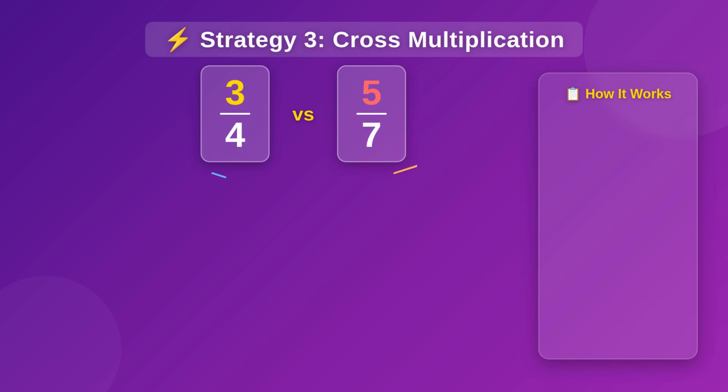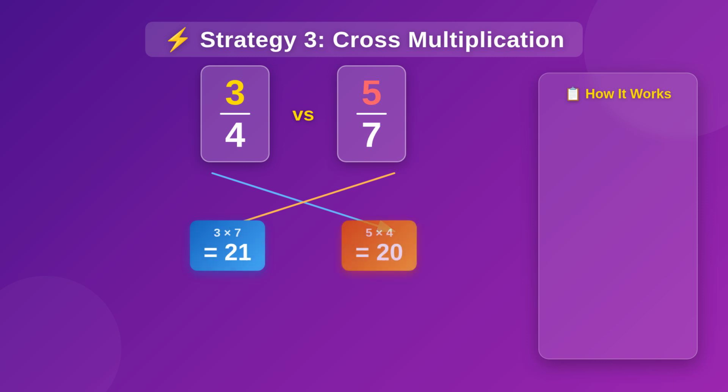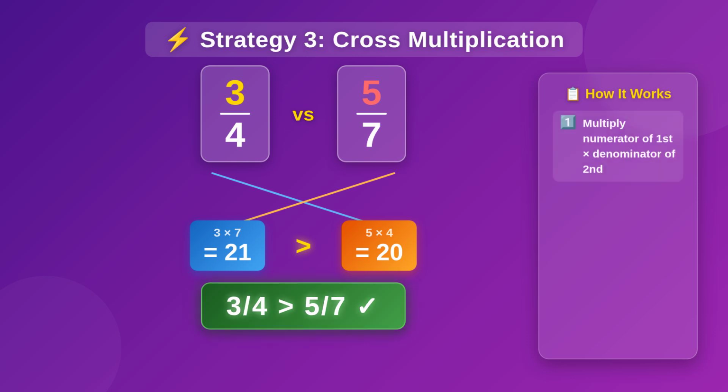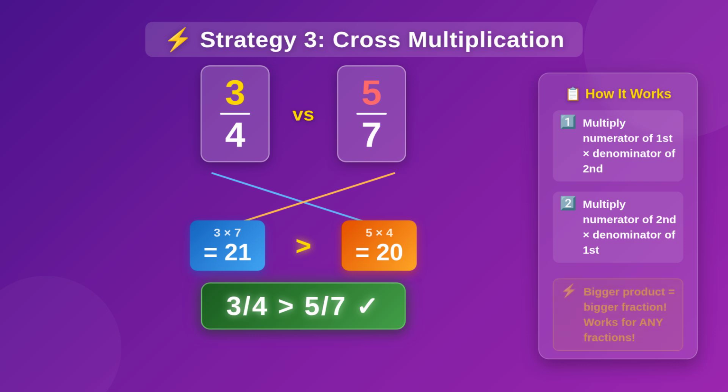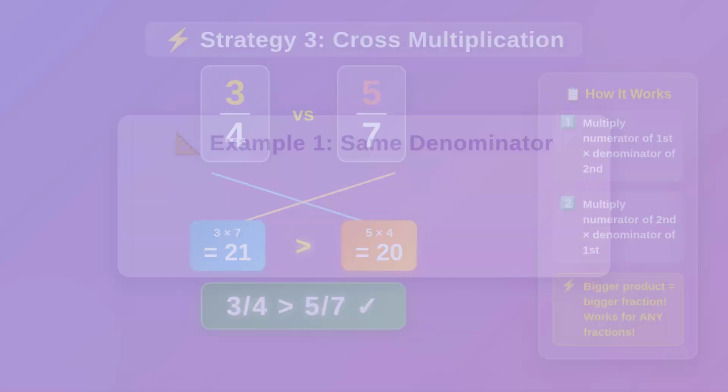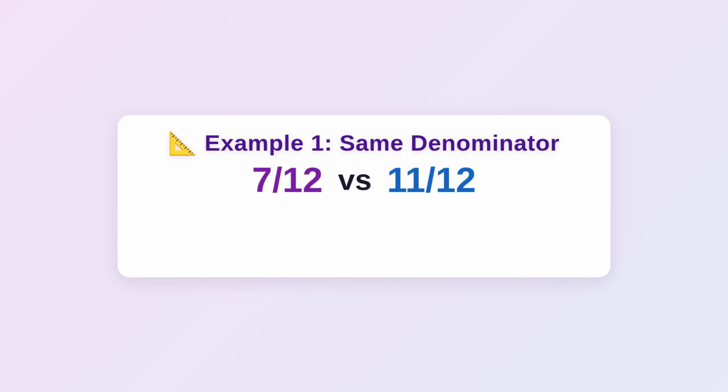Strategy 3 is the power tool, cross-multiplication. This works for any 2 fractions, no matter what. Here's how. Multiply the numerator of the first fraction by the denominator of the second fraction. Then multiply the numerator of the second fraction by the denominator of the first. Compare those 2 products. The side with the bigger product is the bigger fraction. 3/4 versus 5/7. 3 times 7 is 21. 5 times 4 is 20. 21 is bigger, so 3/4 is greater than 5/7.